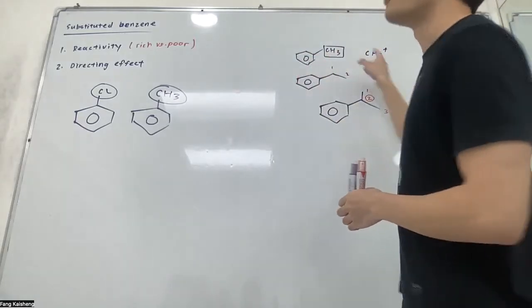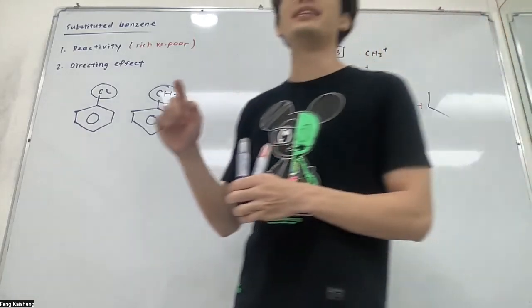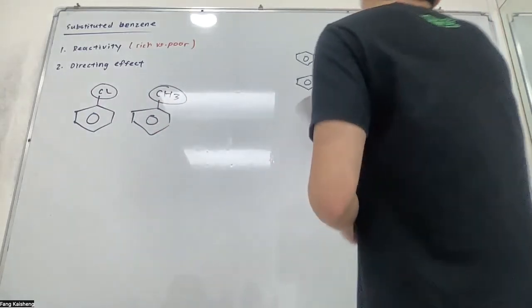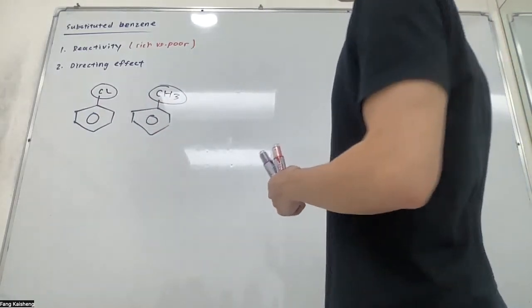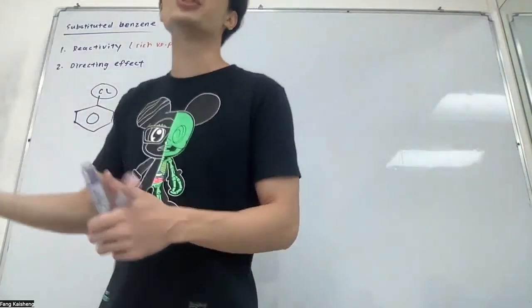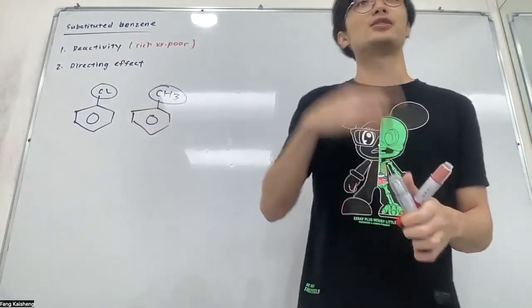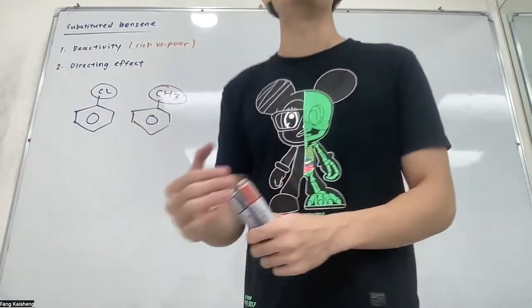It attacks electrophiles. So is it rich or poor? Okay, it's rich. Electrophiles are poor, so benzene is rich. So guys, because benzene is rich, you can either make it more rich or less rich. All these groups can have different effects, so we're going to look into the specific categories.